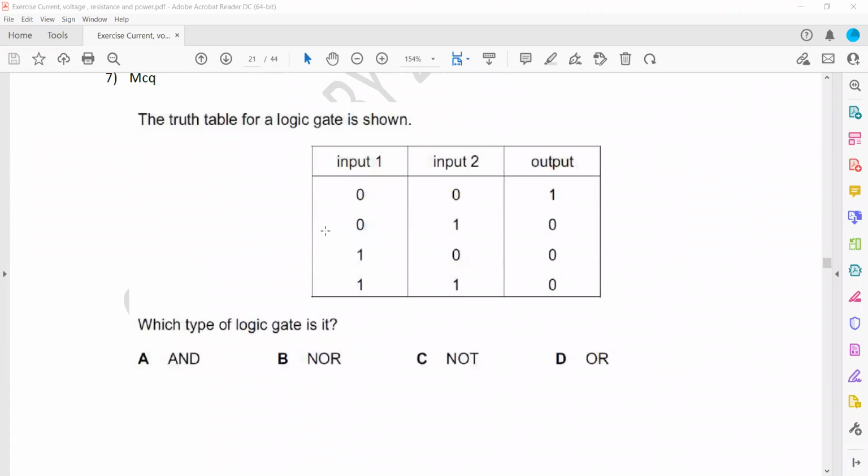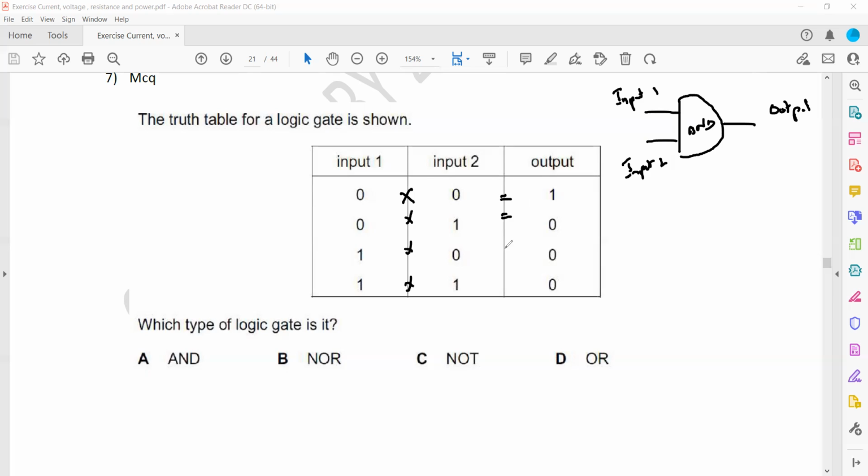The truth table for a logic gate is shown. Which type of logic gate is this? So if this was an AND gate, this is the symbol for an AND gate. This is input 1, this one is input 2, and this one is output. If this was an AND gate, we get the result by multiplication. By multiplying the two inputs, we get the output. So we'll check whether we are getting the right result. 0 multiplied by 0 is 0, but here it is written 1. So it means it is not an AND gate.